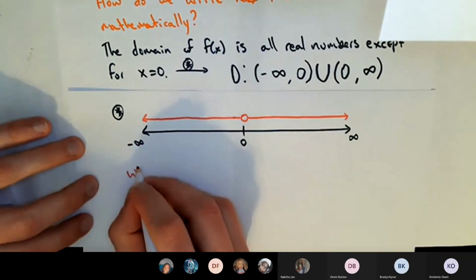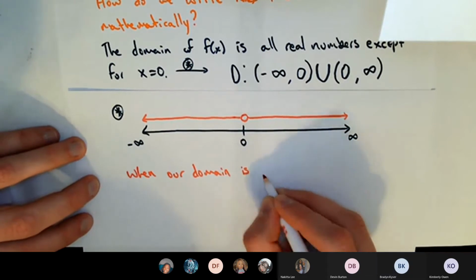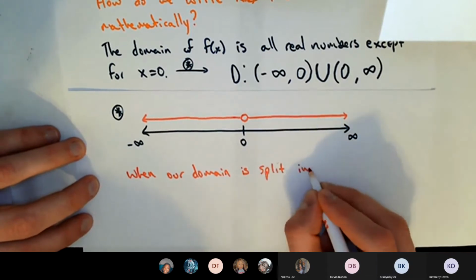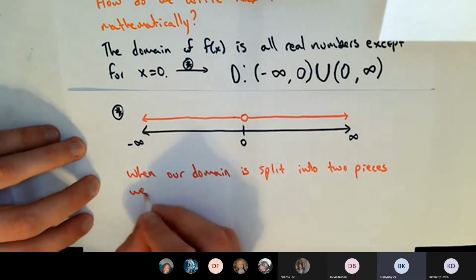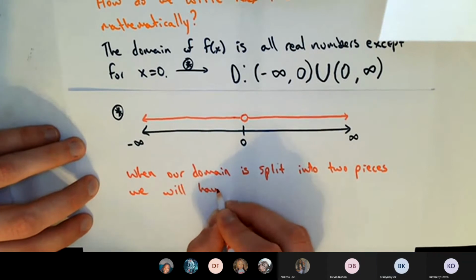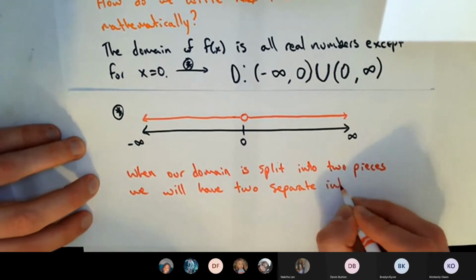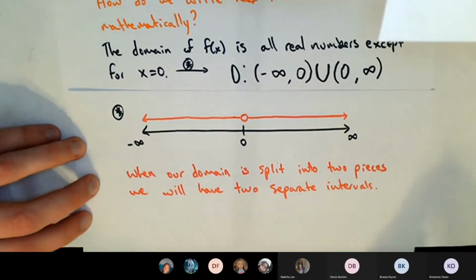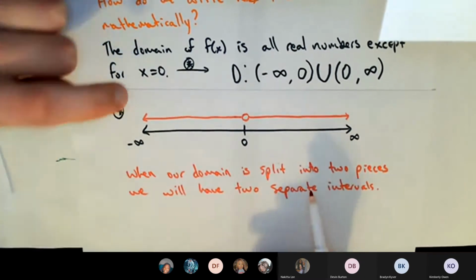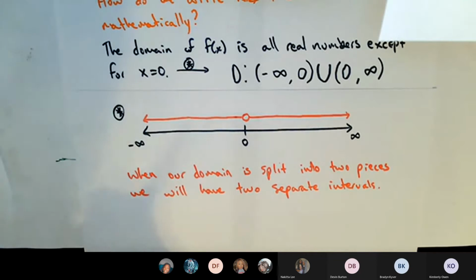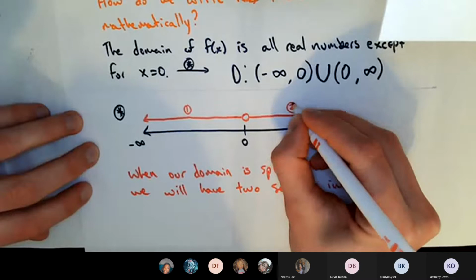Now, when our domain is split into two pieces, like this, we will have two separate intervals. Okay, what are our two separate intervals here? Well, just for reference, I'll number them: I'll call this one 1 and this one 2.